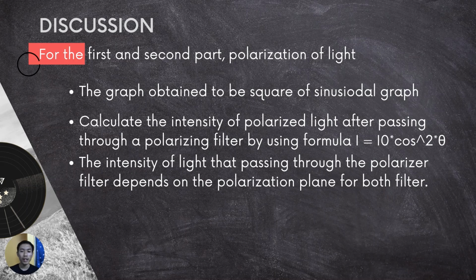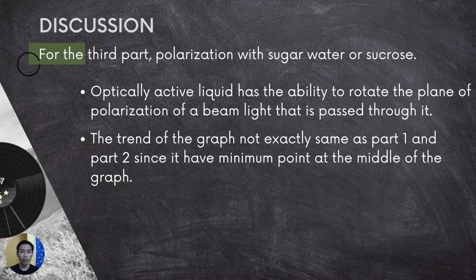So for part 2, since water is not an optically active liquid, the result was just the same as part 1. This is because water does not have elements that can rotate the plane of polarization of light passing through it. So for part 3, we used sugar solution or sucrose as the optically active liquid that we put in between two polarizer filters. Since we know that an optically active liquid has the ability to rotate the plane of polarization of a beam of light that is passed through it, then in general we should know that there must be a difference in the data collected.